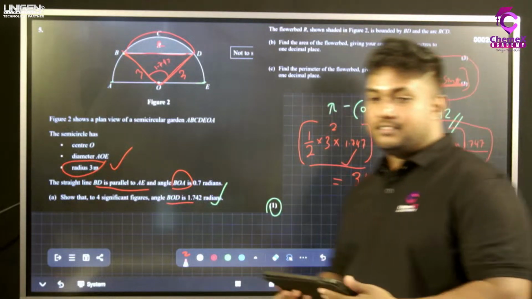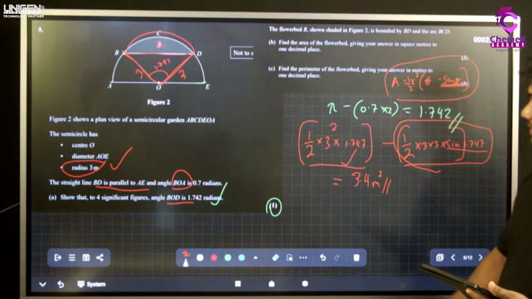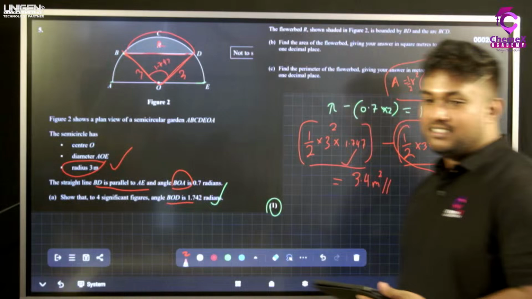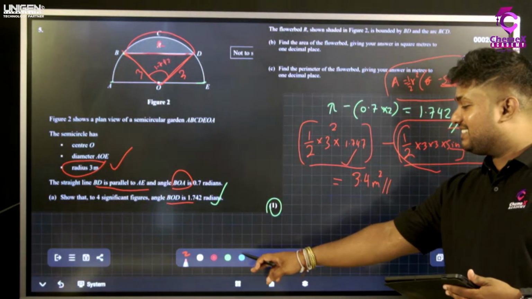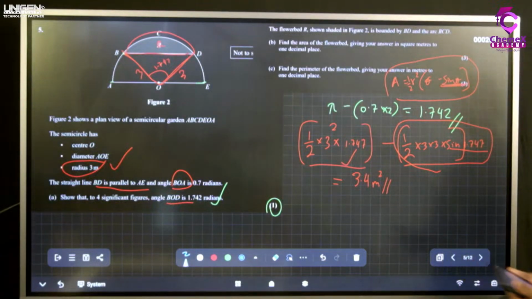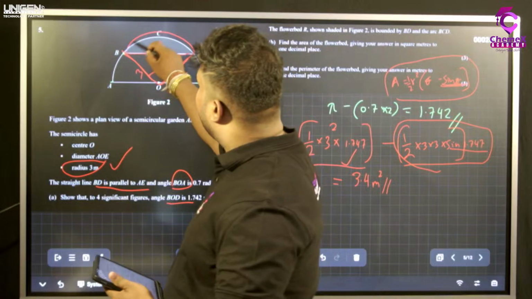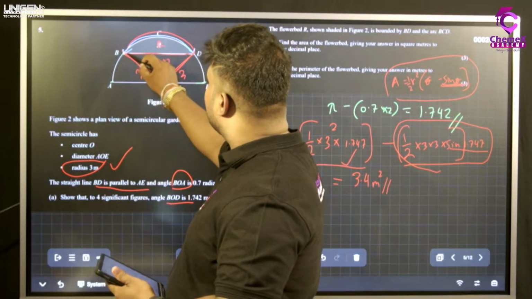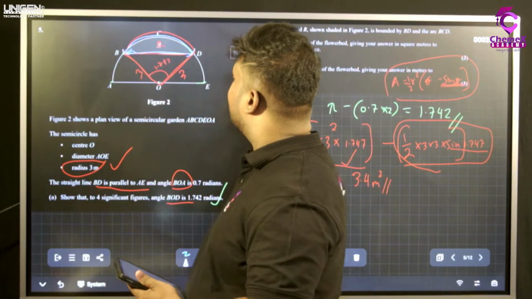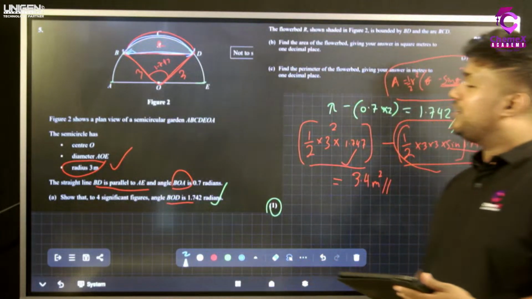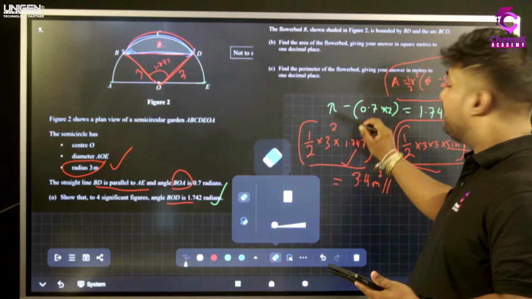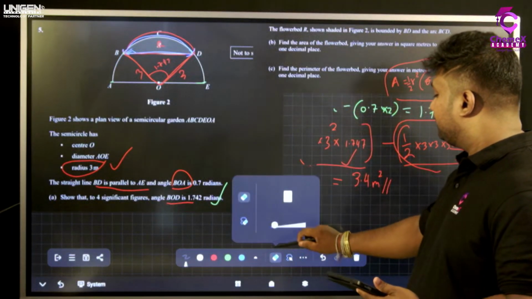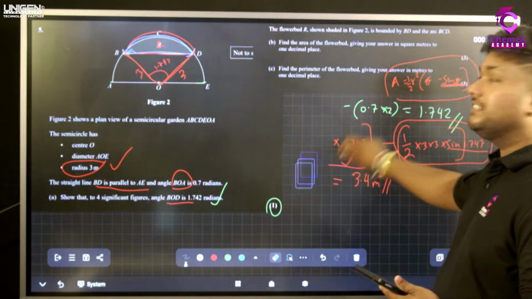All right, any doubts? Ramika, Vivek, Aman, you all have any doubts? You all can ask me. No, sir. Okay, find the perimeter of the flower bed. Next they ask for the arc length plus the length of this parallel line. How do you find BD? You can use the cosine rule and find BD, right? So how do you find BD? You can use the cosine rule and find BD.